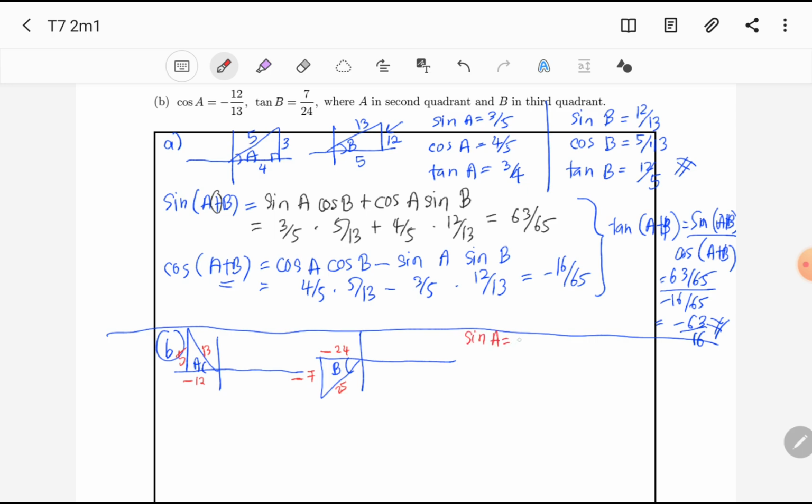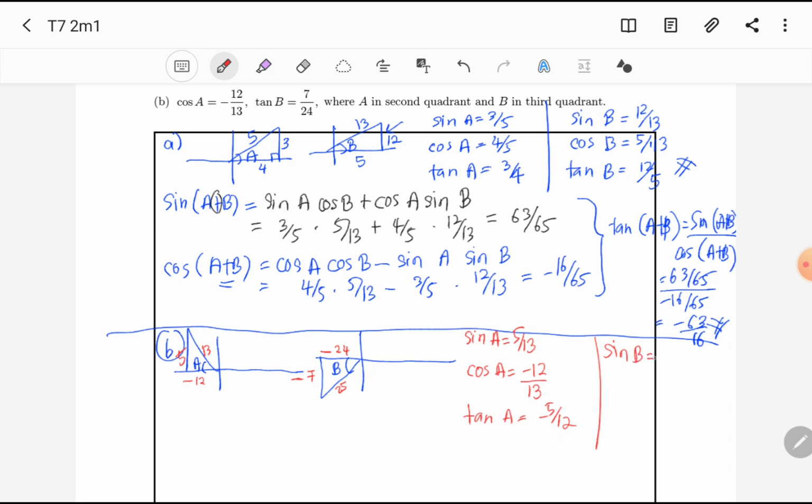Sin A. Tengok diagram. Sin A, 5 over 13. Cos A. Cos A, negative 12 over 13. Tangent A. Tangent A, negative 5 over 12. Okay, B pula.